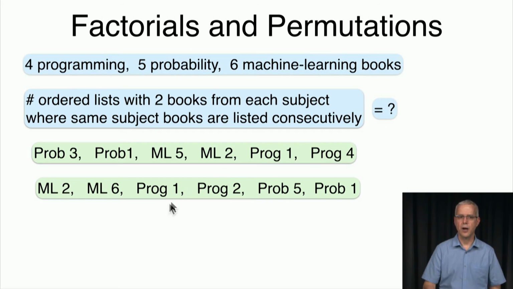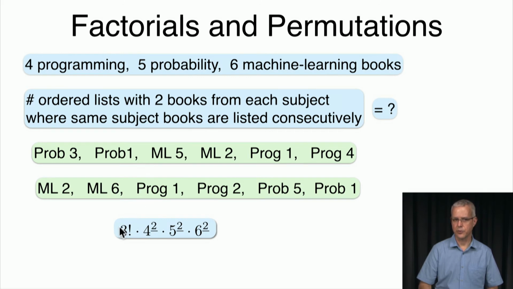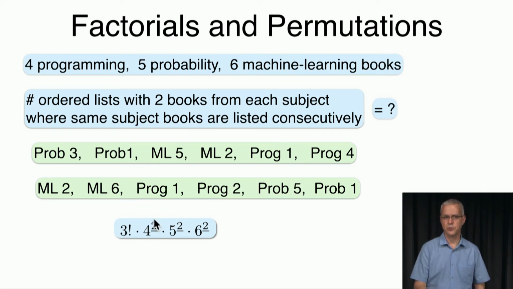So we're going to use a combination of factorials and permutations, and in some sense we're using the product rule many times. So we'll show that the answer is 3 factorial times 4 to the second falling power times 5 to the second falling power times 6 to the second falling power.